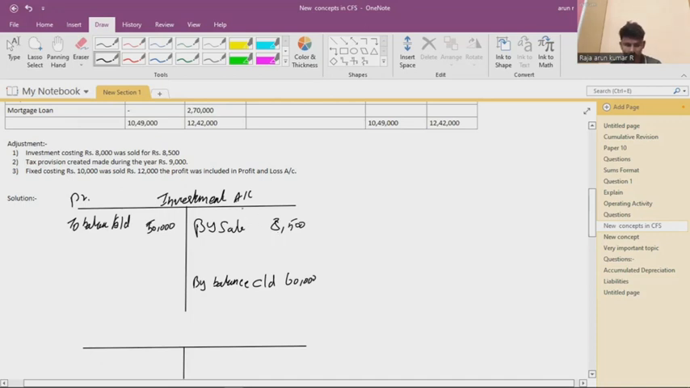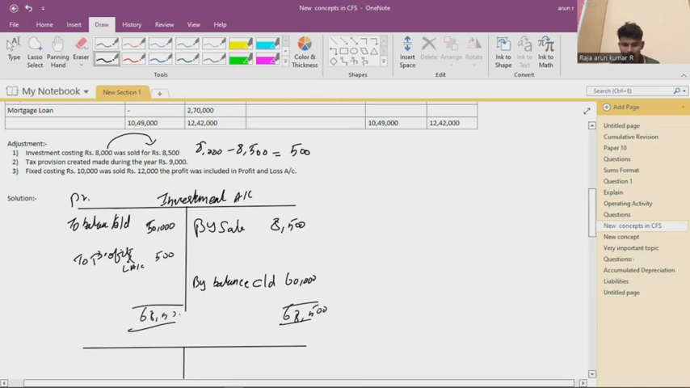8,500. The profit, given in the sum, you just directly take the difference of 8,500 minus 8,000, which is 500 rupees. This 500 goes to the profit and loss account. Then the balancing difference: this side 68,500 and the other side 50,500, and the difference comes to 18,500.